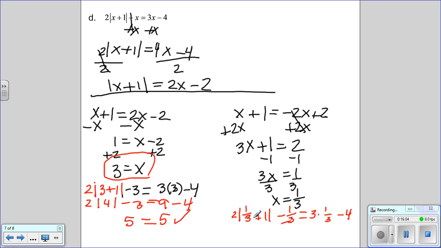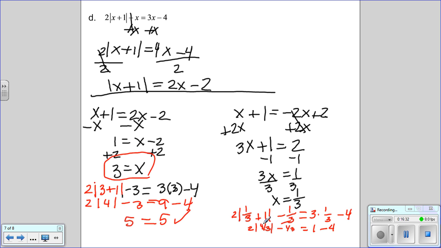Okay, well, in the absolute value signs here, I've got 1/3 plus 1, that's 1 and 1/3. So I've got 2 times the absolute value of 1 and 1/3. In other words, I'm going to switch it to an improper fraction. 1 and 1/3 is 4/3. Then we're subtracting 1/3. And then on the right side, 3 times 1/3. These are reciprocal, so I get 1 when I multiply them. And I've got 1 minus 4.